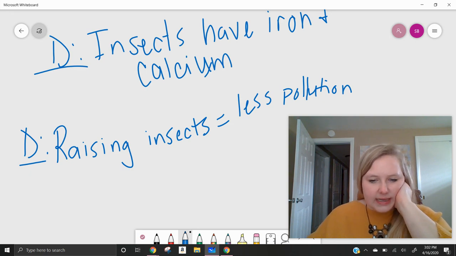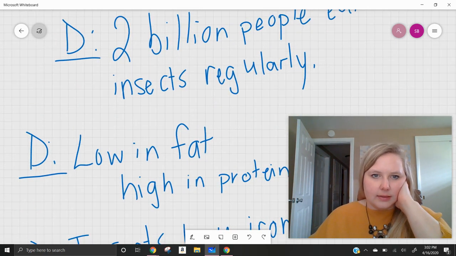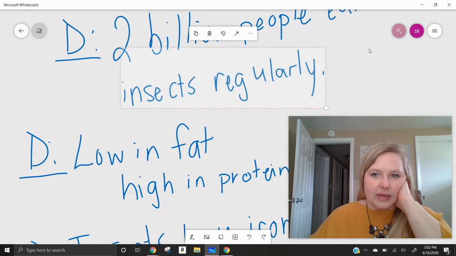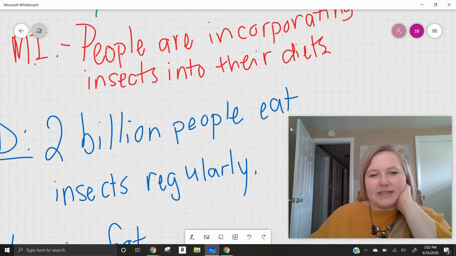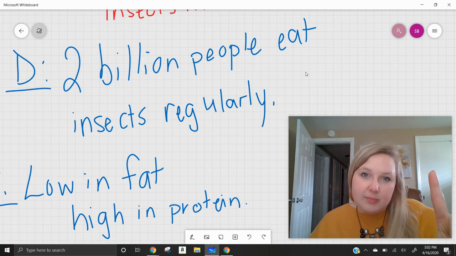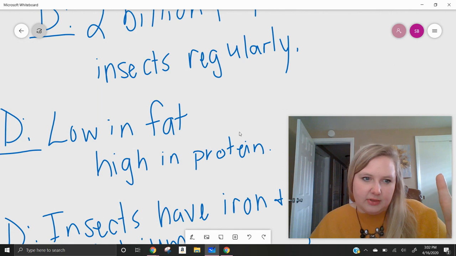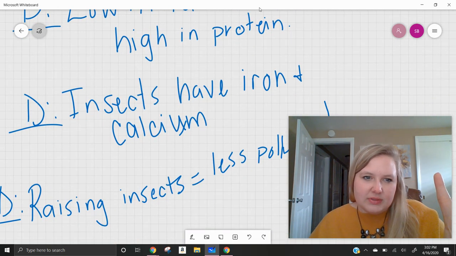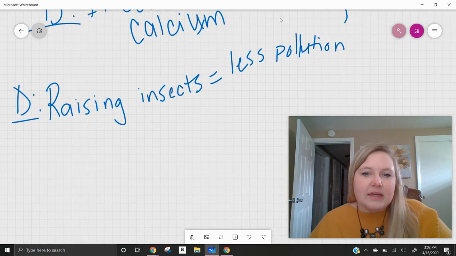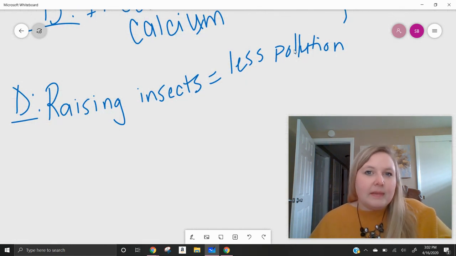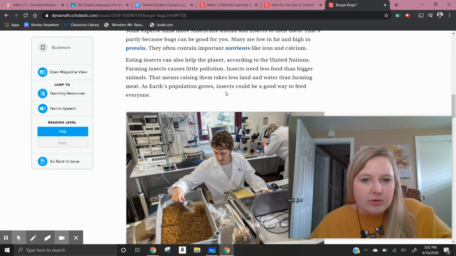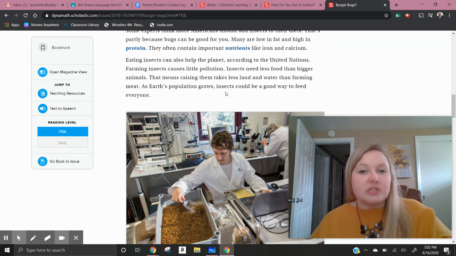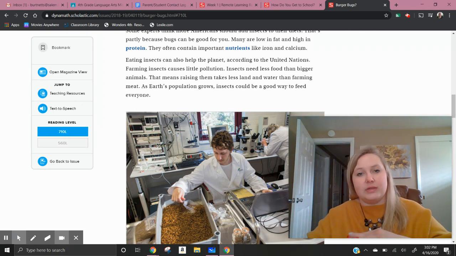So we could say these are some of the reasons why people are incorporating insects into their diets. So we supported it with 2 billion people out there eating insects regularly. They are low in fat, high in protein. They have iron and calcium, and they cause less pollution when you raise them. The other thing I saw on there that we could talk about is right here. As Earth's population grows, insects could be a good way to feed everyone. So we could incorporate that into our details as well.